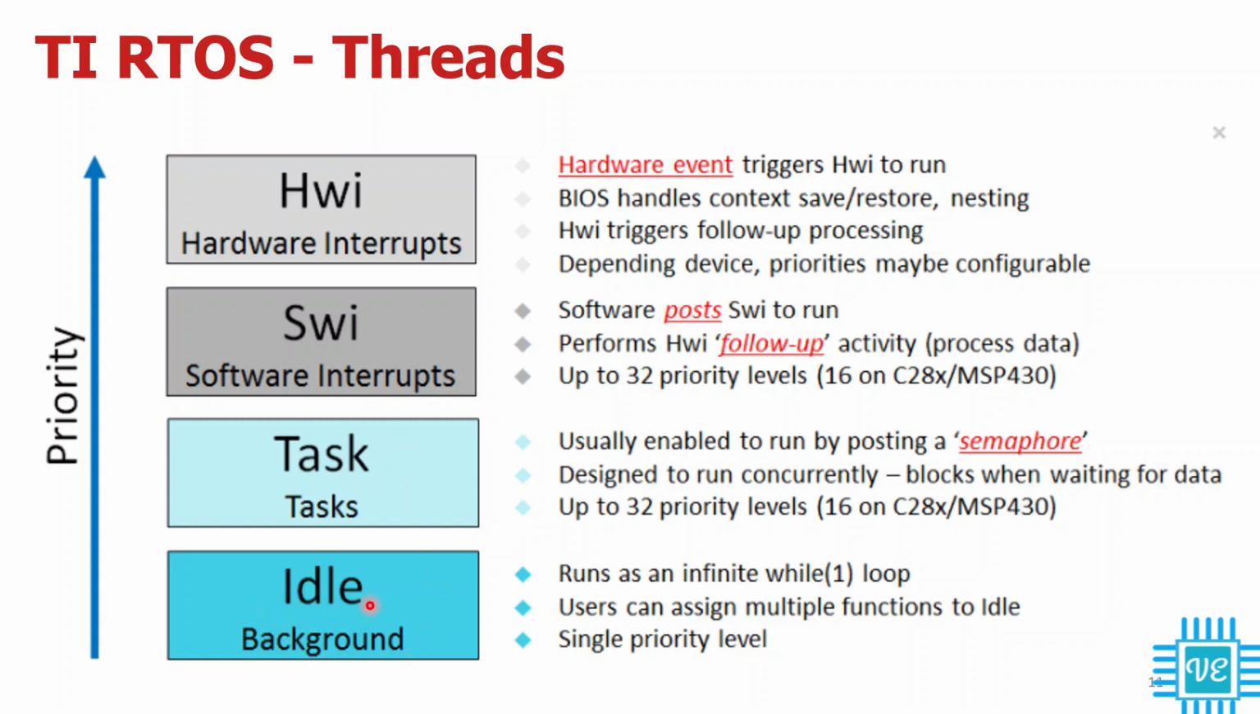And then coming to the idle task. As I said, it's basically an infinite while loop, and it will execute when there are no other tasks, SWIs or HWIs. That means hardware interrupts or software interrupts or tasks are not being run by your microcontroller. There is also a provision here: you can assign multiple functions to the idle function, and it will execute one after the other, and of course it's a single priority level.